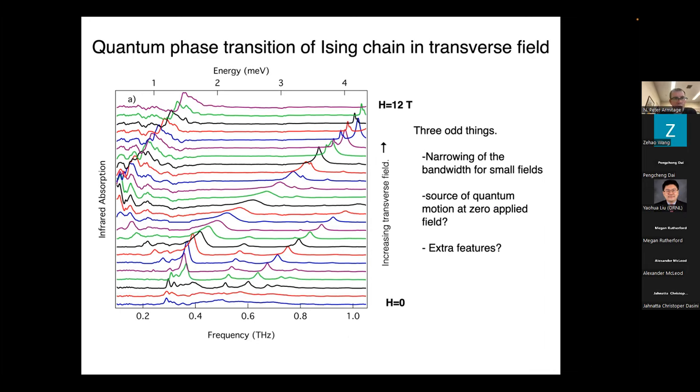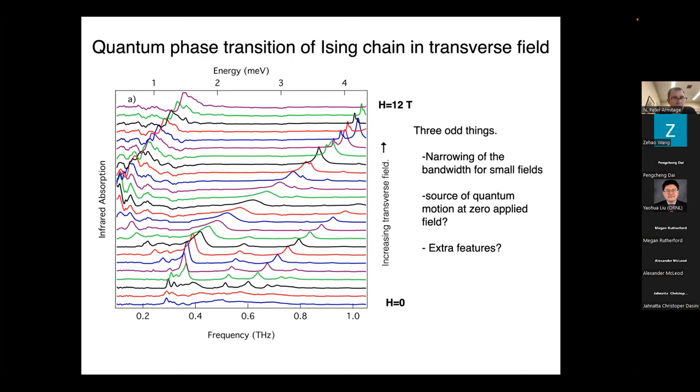When you put a field on this system, the very first thing that happens, and you can see it for the lowest field curves, is a narrowing of the spectrum, a narrowing of the bandwidth for very small magnetic fields. Then, after you have a large enough field, this feature again moves down towards zero. But at first, the lowest energy feature actually moves up. And that's completely at odds with what you expect for the Ising model in a transverse field.